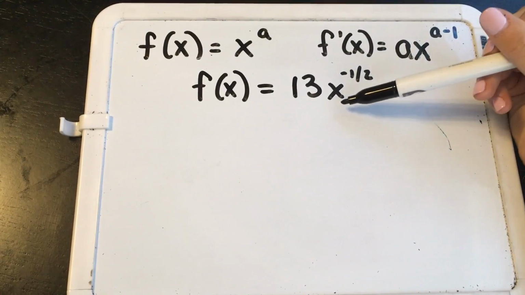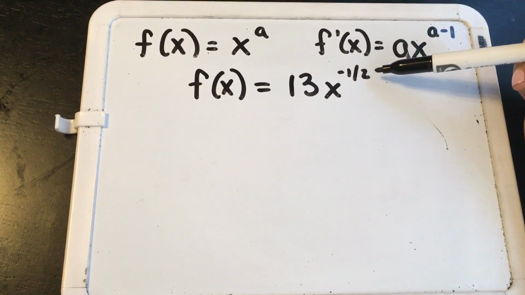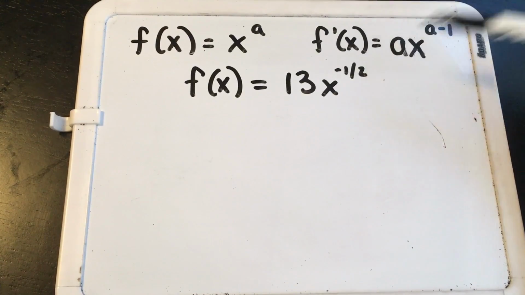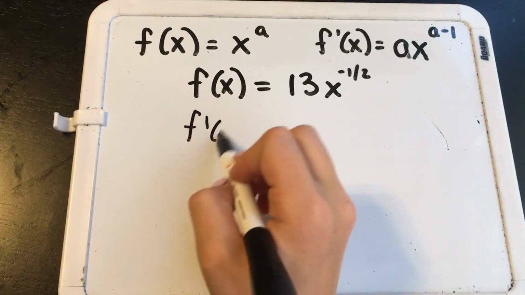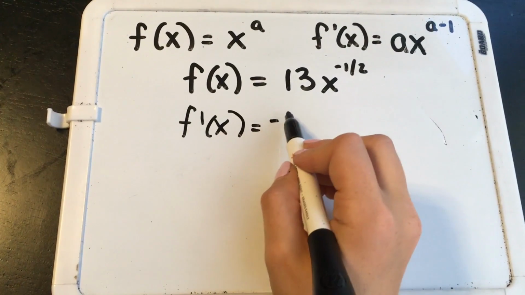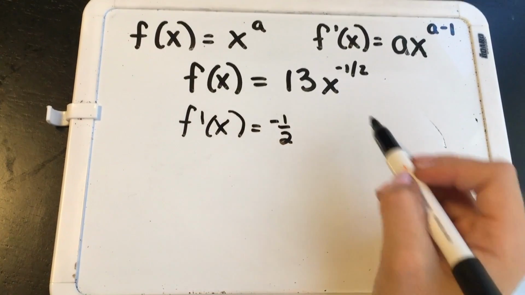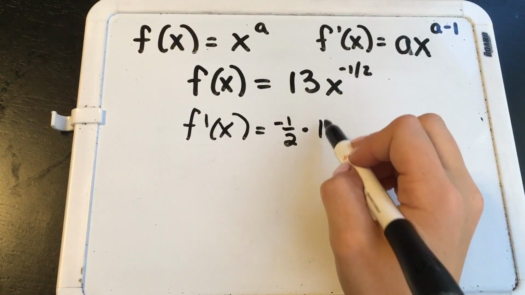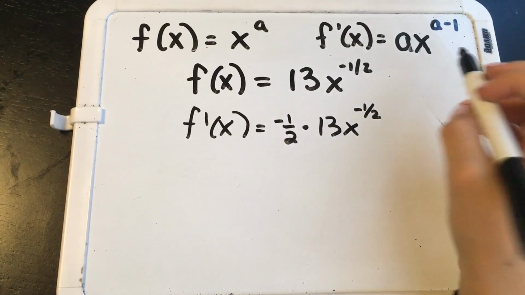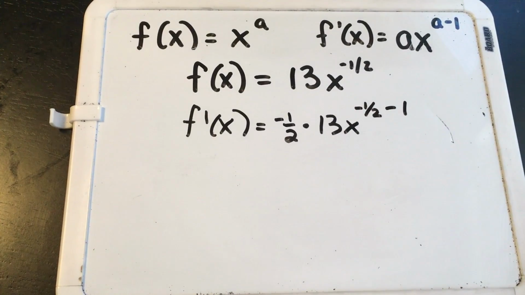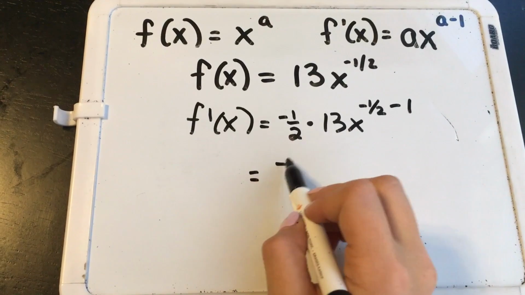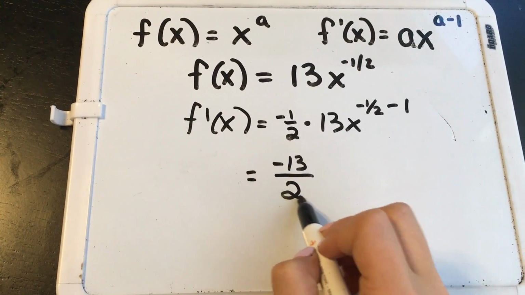Here's an example where x is being raised to a fractional exponent. This is done the exact same way as all of the others before. When you're finding the derivative of the function, we bring the power in front. Remember to carry the negative. Negative 1/2 times 13x. Now we need to decrease this exponent by 1. Negative 1/2 times 13, I'm just going to write that as negative 13 over 2.